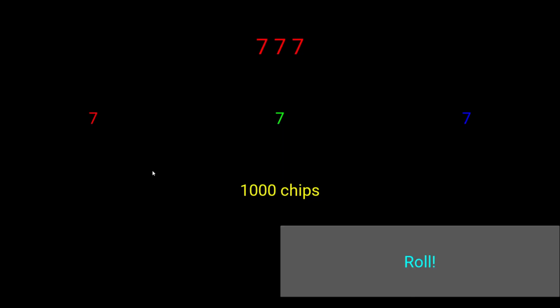So this is what we get after we run our program. So there's a 777 header here, and there are 3 slots. Initially they have 7, and this is the number of chips. So just press the roll button and no win, and you can see it decreases the number of chips and the slot changes. Once again, not working. It's hard to win in this game.